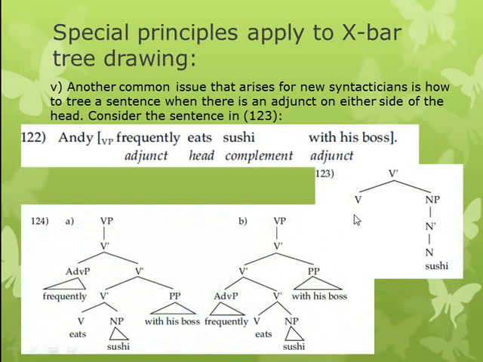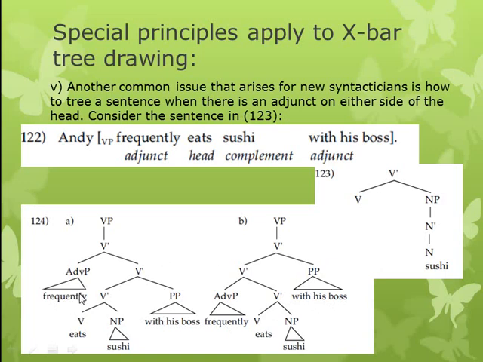Okay, so eats sushi. Frequently eats sushi with his boss. Atau bisa juga frequently eats sushi with his boss. What's the difference? The first one, with his boss, is under frequently. The second one, with his boss, is above frequently. What's the difference? Ini beda ke maknanya. Both are correct. Dua-duanya boleh.